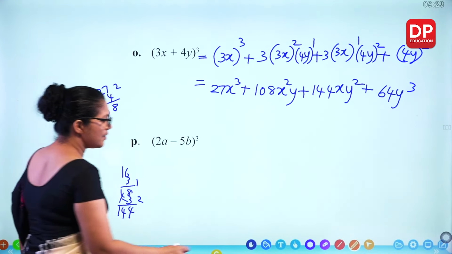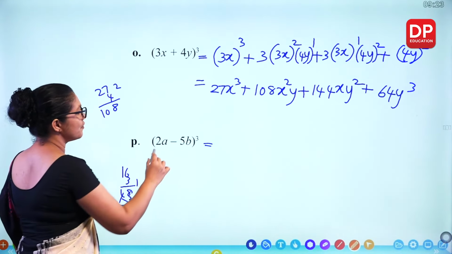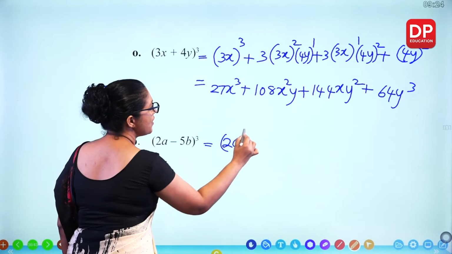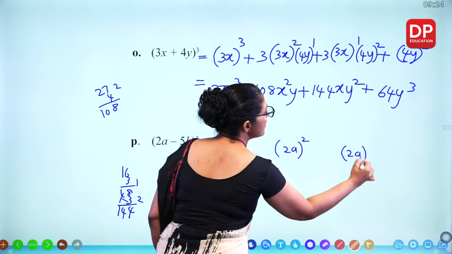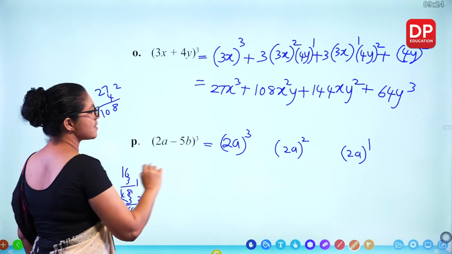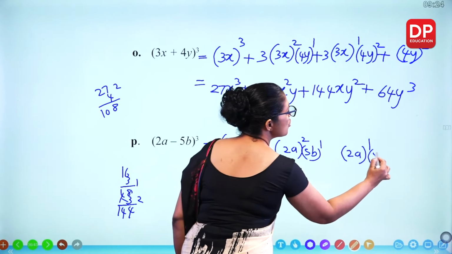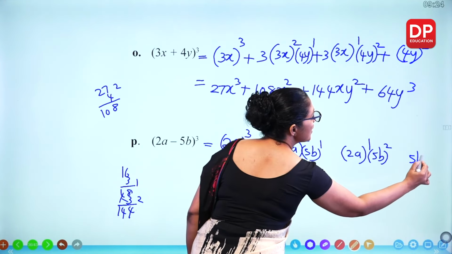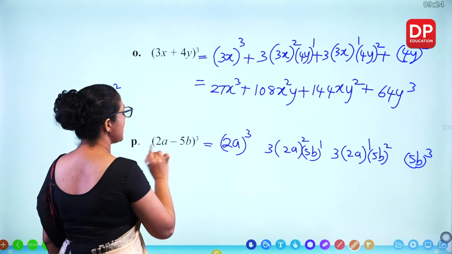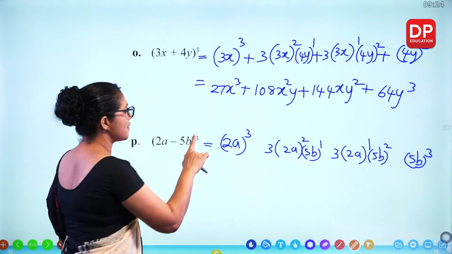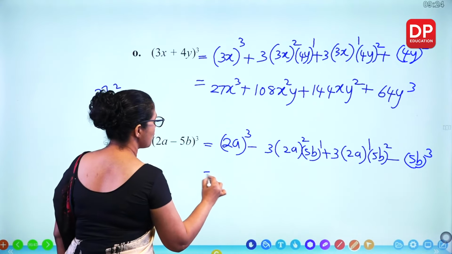Now look at the other one. This one, starting from the first term, power 3, power 2, power 1. Second term or last term, starting from 5b, power 1, power 2, power 3. And then you put 3's for these two numbers, and this is minus, starting from plus, minus, plus, minus. So what you get here?